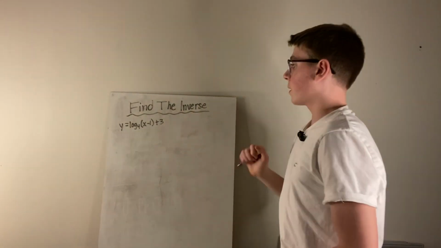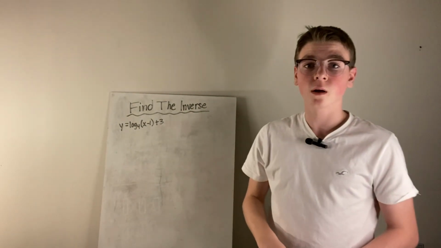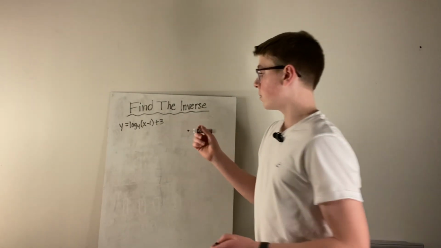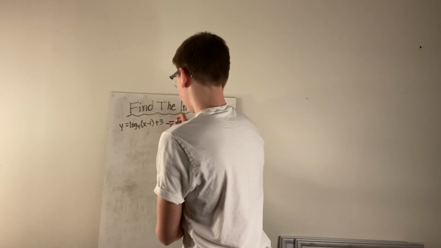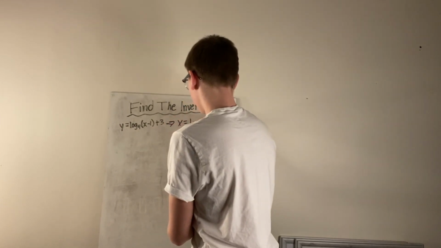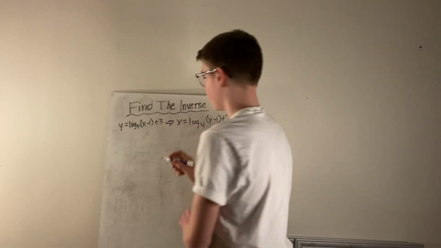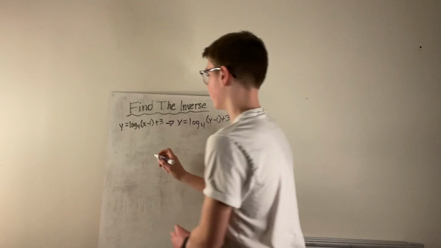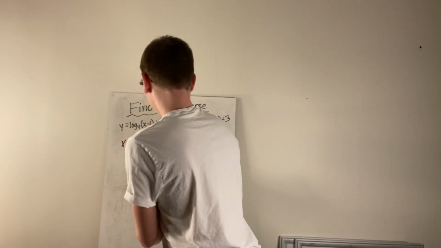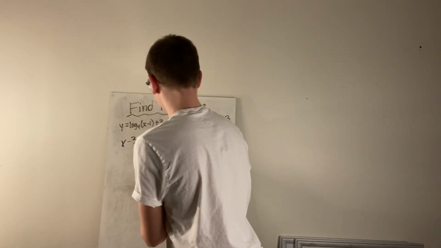So now we are finding the inverse of y equals log base 4 of (x minus 1) plus 3. What do we do? Well, we switch x and y. So x equals log base 4 of (y minus 1) plus 3. Now what? Move the 3 over. So x minus 3 equals log base 4 of (y minus 1).